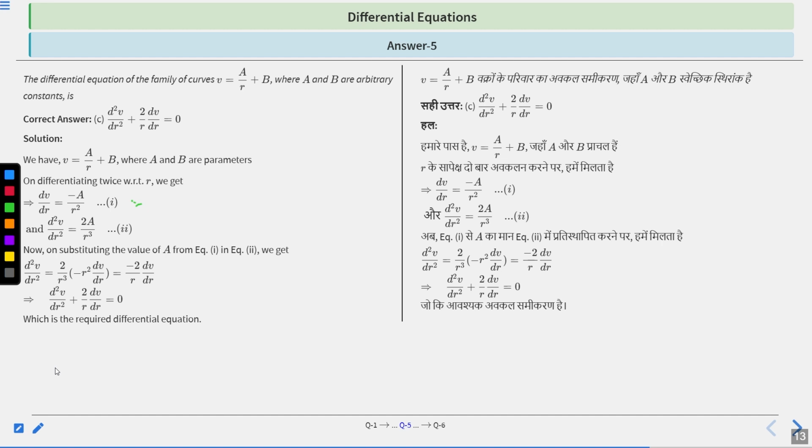Therefore, option C should be the right choice, right? Got it? Clear? Option C, d square V upon dR square plus 2 upon R dV by dR, is the right choice. Got it? Now let's move to the next question.